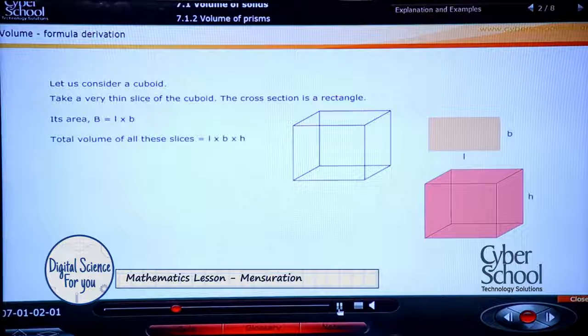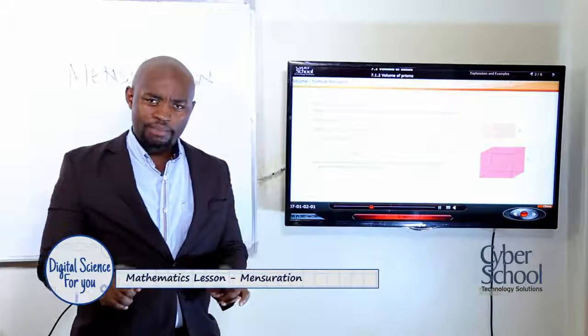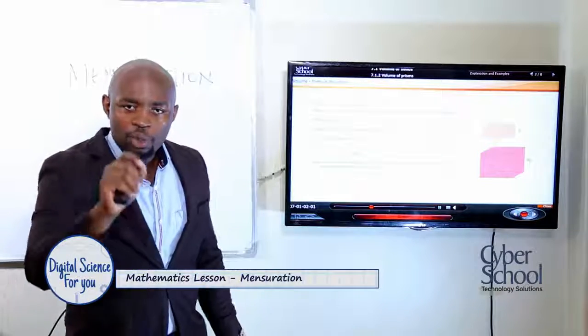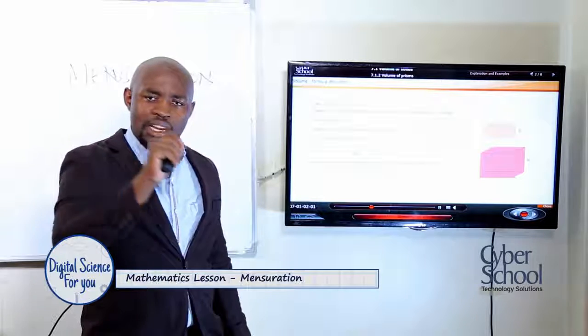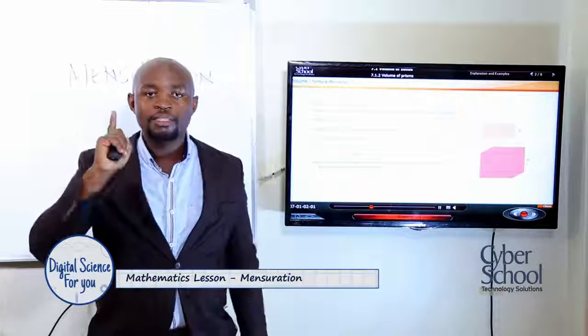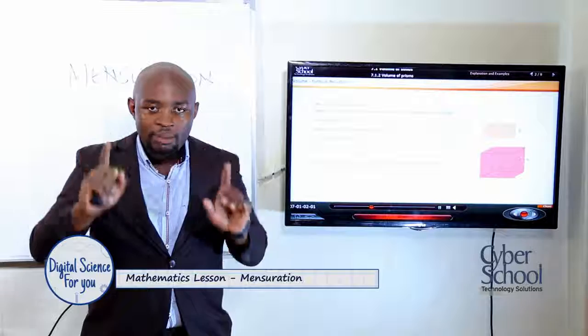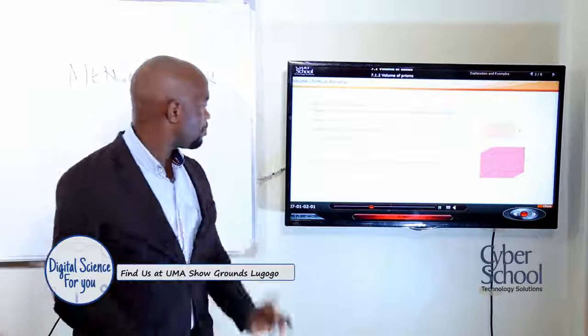So the number of slices times the area of a single rectangle gives us the volume of the cuboid. But we already know LB is the base cross-sectional area. So this is the cross-sectional area, LB, times the height. So generally, the volume of a prism is the area of the cross-section of the prism times the height or the length. Get the cross-section of the prism times the height, you have the volume of a prism, any prism.